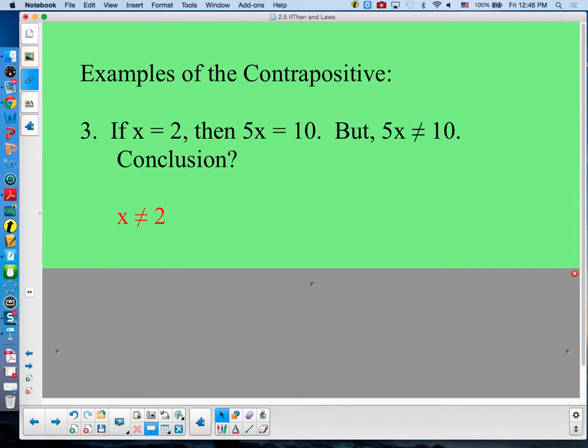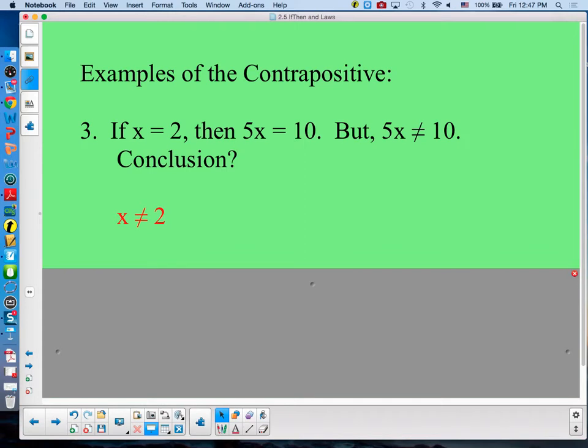Does it have to sound that way? I kind of like the one that we were doing about the Friday, Saturday thing. Let's see if I can make another one. If it is sunny, then it is not raining. It is raining. It is not sunny. If it is not warm, then I wear a coat. I'm not wearing a coat. It is warm. So does your conclusion always have to sound negative? No. It just has to be the negation of what you started with.